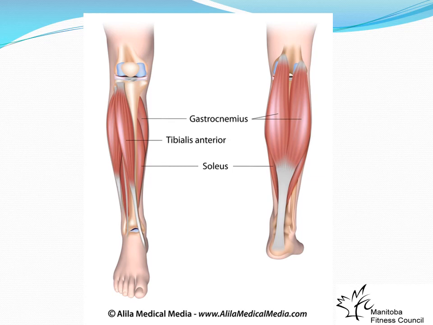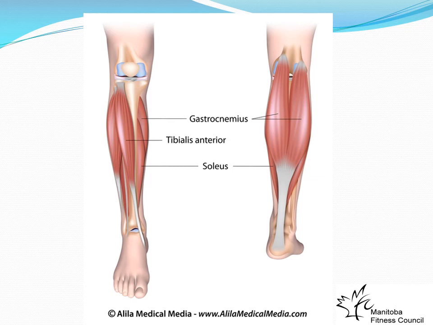So look at the picture on the right. The gastrocnemius is a bigger muscle. It's a more powerful muscle. It can generate a lot of force. You'll notice it attaches to the femur. It comes down to a common tendon, which you might know as the Achilles tendon, but more properly called the calcaneal tendon. The soleus is underneath the gastrocnemius.